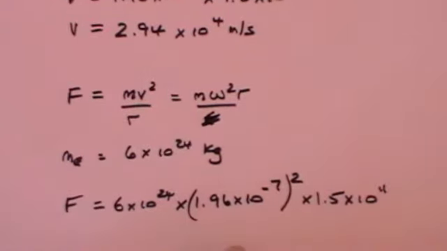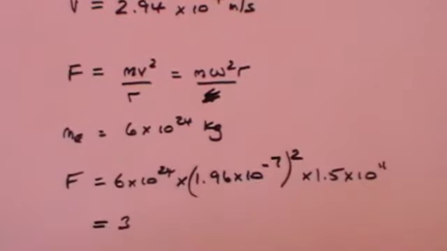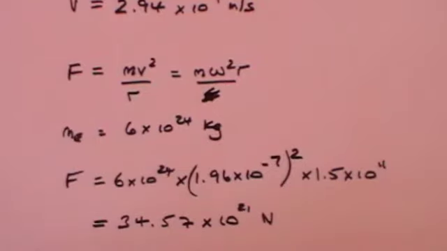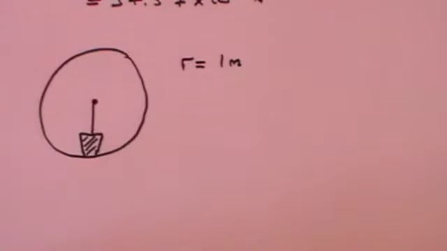And that all comes out at 34.57 times 10 to the 21 newtons. And that's a large centripetal force, but then it would have to be, because it's got to keep the whole Earth in circular orbit.